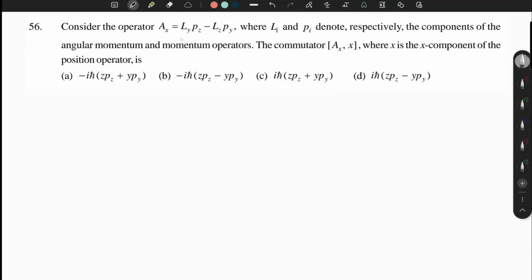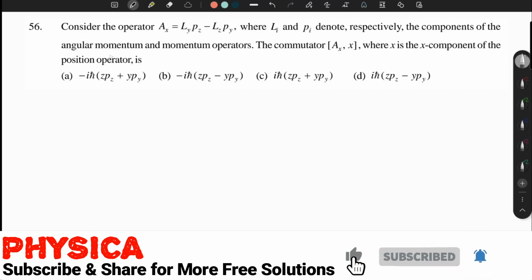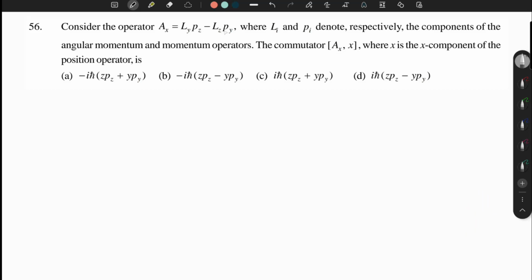Consider the operator Ax is equal to Lypz minus Lzpy, where Li and Pi denote respectively the components of the angular momentum and the momentum operators. So Li denotes the component of the angular momentum operator and Pi denotes the components of the linear momentum operator. You have to calculate the commutator of Ax comma x, where Ax is as given and x is the component of the position operator. So we need to calculate the commutator of Ax comma x.